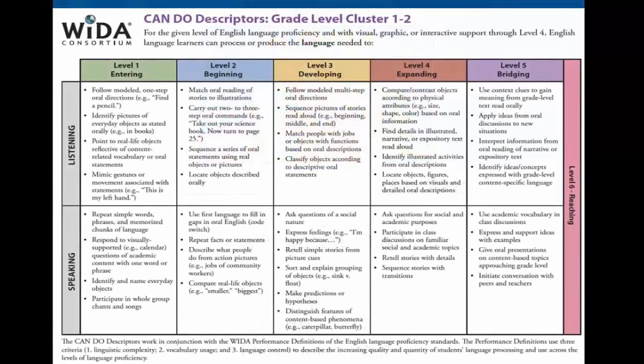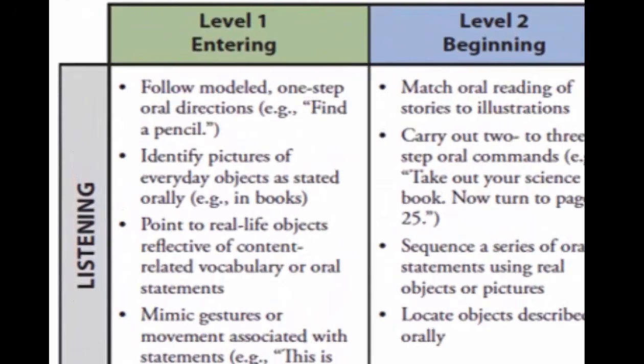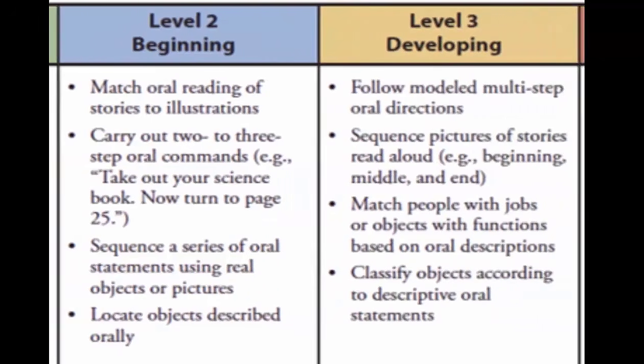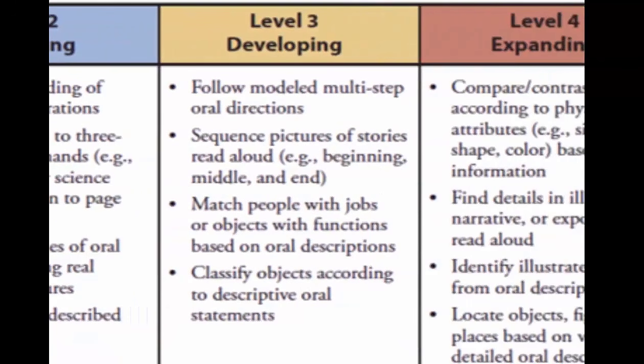Let's take a look at this grade level 1 and 2 cluster. For listening, a level 1 student may be able to follow modeled one-step oral directions, such as find a pencil. They may be able to point to real-life objects reflective of content-related vocabulary or oral statements. A level 3 student may be able to follow modeled multi-step oral directions. They may be able to classify according to descriptive oral statements.